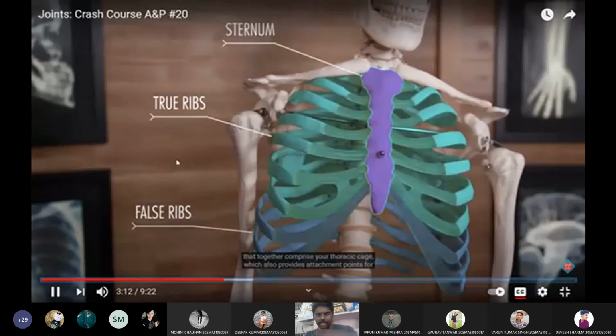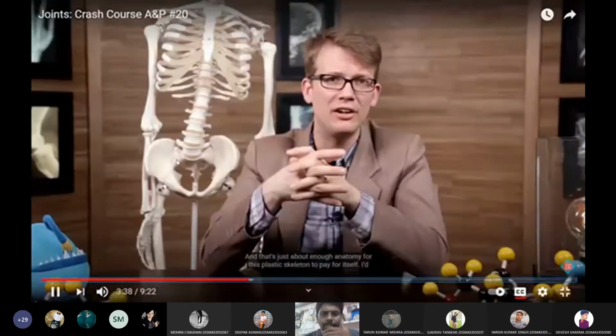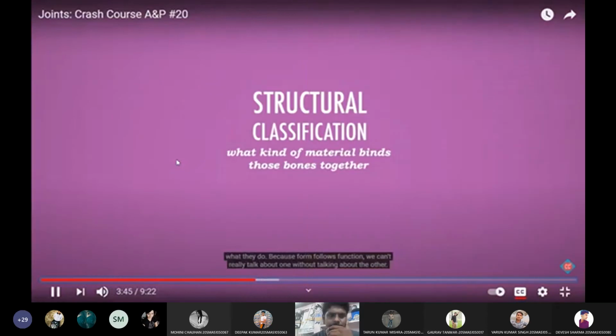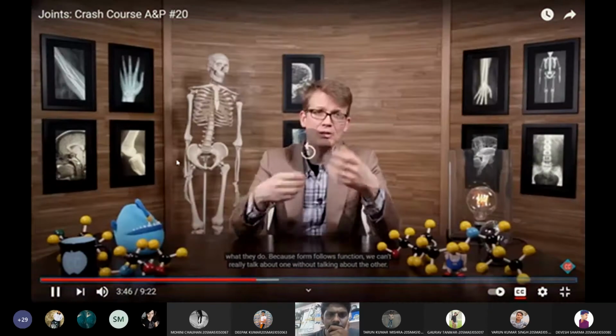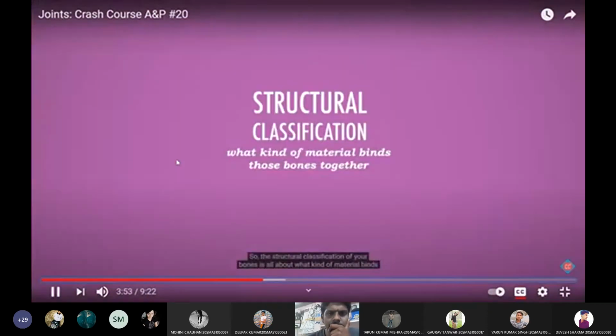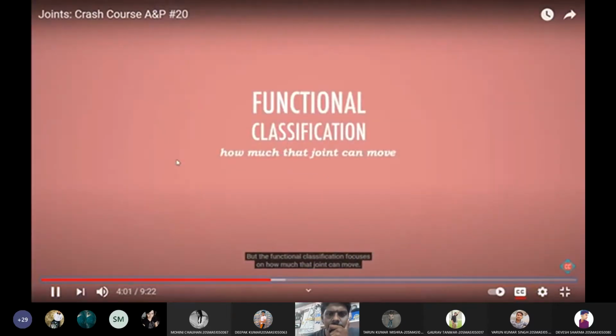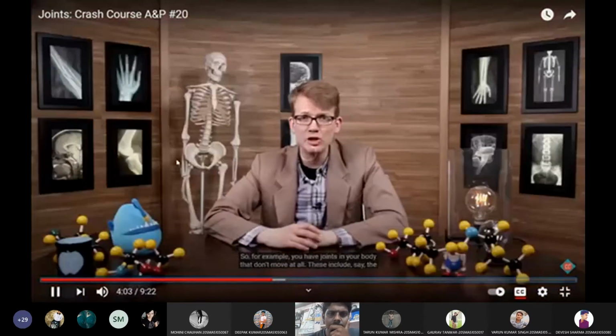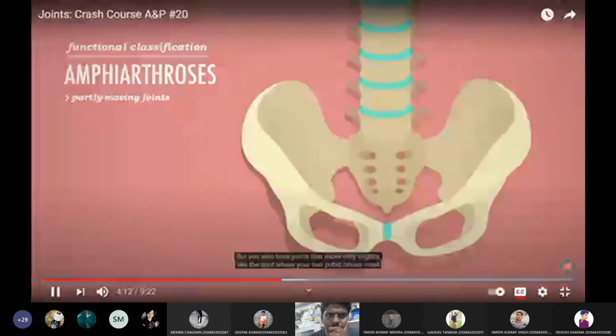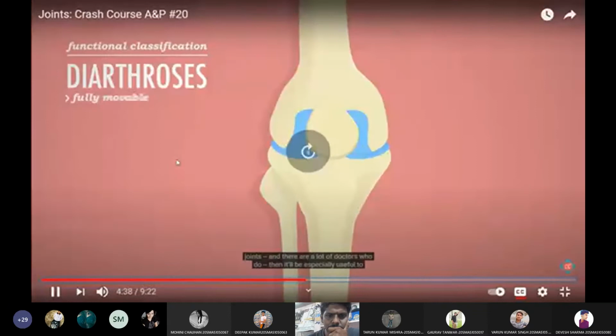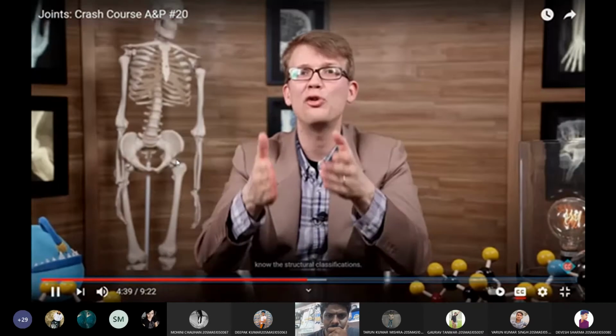Joints, classified just by what they're made of and by what binds those bones together. Because form follows function, we can't really talk about joints without talking about how much that joint moves. For example, you have joints in your body that don't move at all. Those are called synarthroses. But you also have joints that move only slightly.